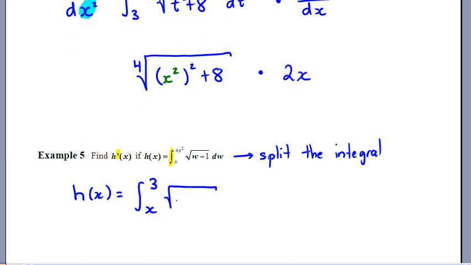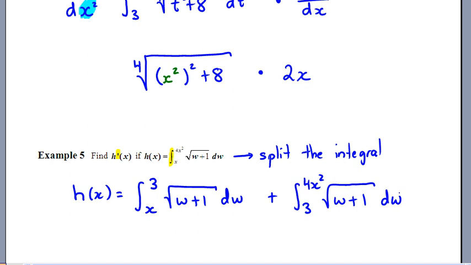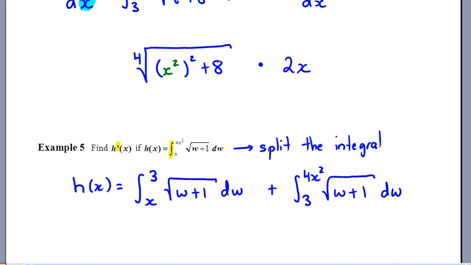This thing right here, w plus 1 dw. As long as right away you kept going and said, all right, I'm going to go from 3 to 4x squared. So I'm assuming that 3 is somewhere in between x and 4x squared. Well, even that doesn't really matter as long as it's not going to bust this function. It could be anything. So if you'd prefer, you could just put a for a constant there. Be totally okay. So I'm going to split h up like that.